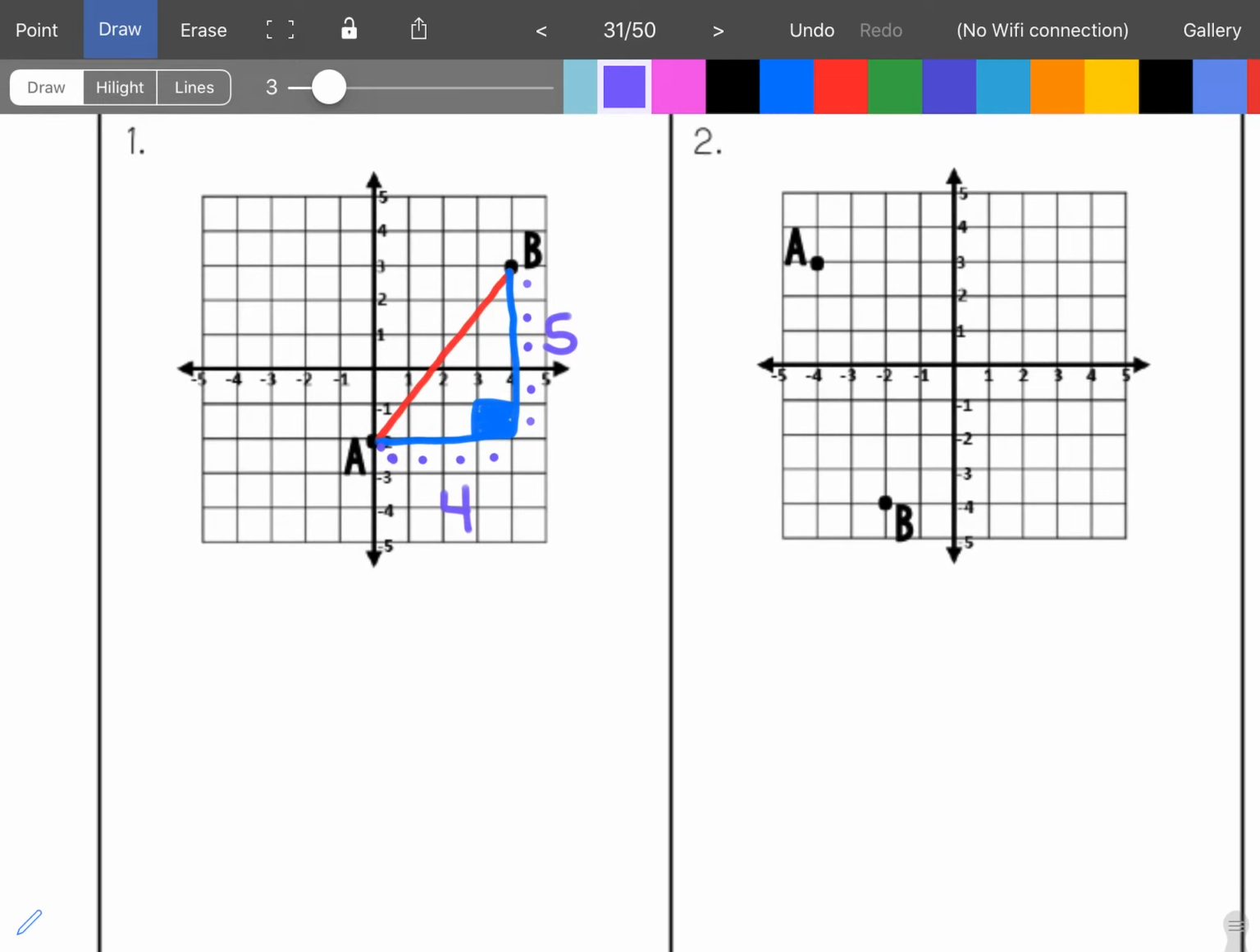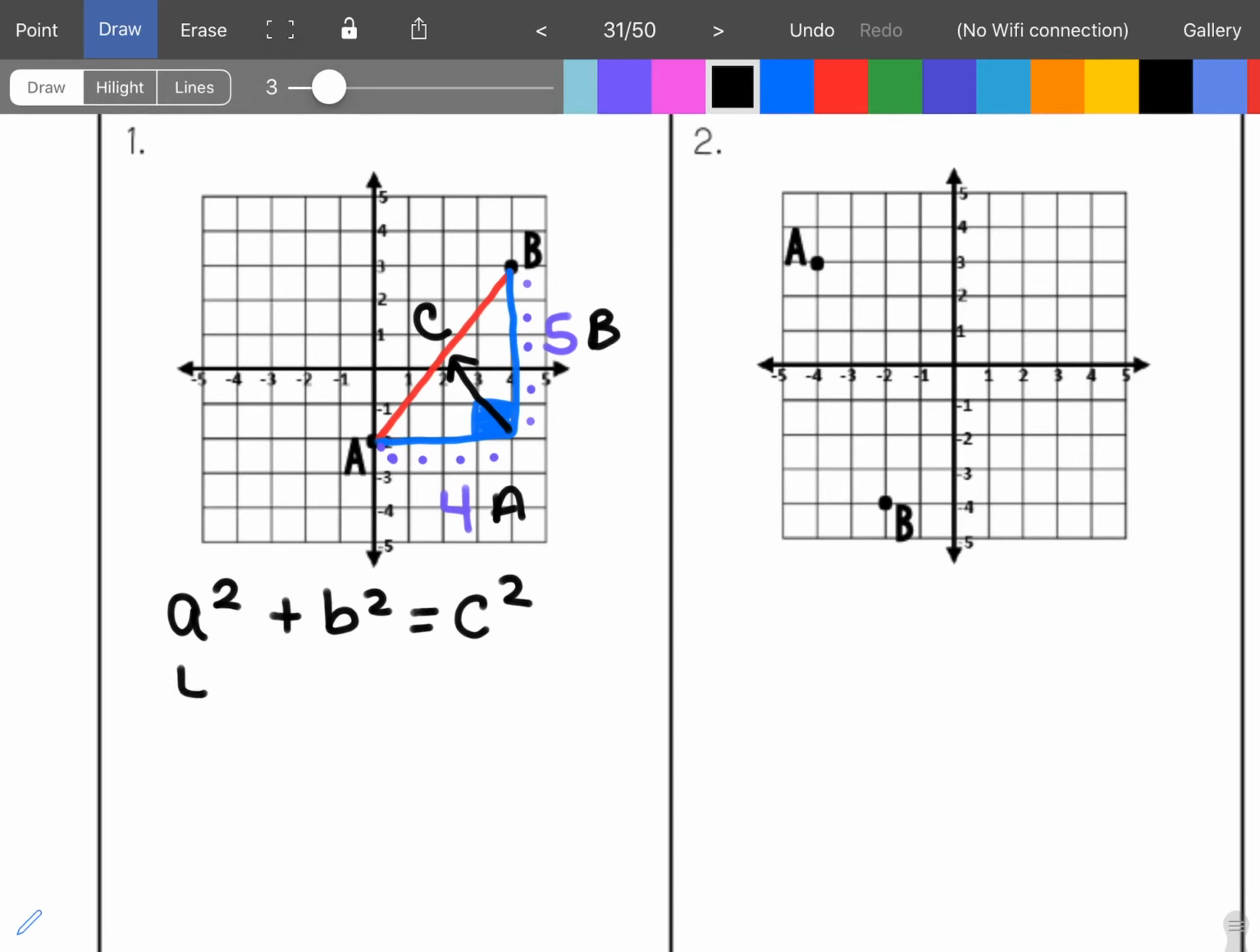So we have 1, 2, 3, 4 units on our base, and 1, 2, 3, 4, 5 units on our height. So we go to our Pythagorean Theorem, which is a squared plus b squared equals c squared, and we plug in what we know. Now remember, across from that 90-degree angle is always our c, and we don't know our c. The other two numbers will be our a and our b. So it doesn't matter if it's 4 is a and 5 is b, or vice versa. I'm going to let this be my a and this be my b. So I'm going to do 4 squared plus 5 squared equals c squared.